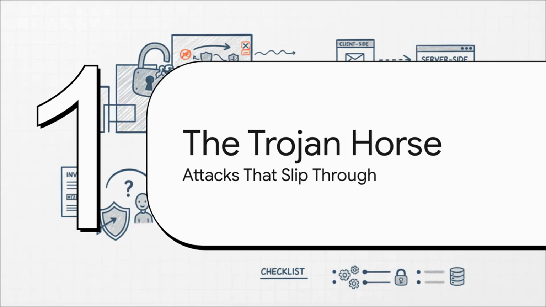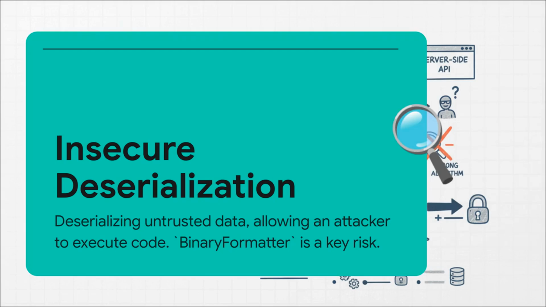Okay, our next category of vulnerabilities is what I like to call the Trojan horse attacks. This is where the danger isn't coming from the outside. It's something you've willingly pulled inside your application's walls, not realizing it's packed with malicious intent. And a huge one here is insecure deserialization.